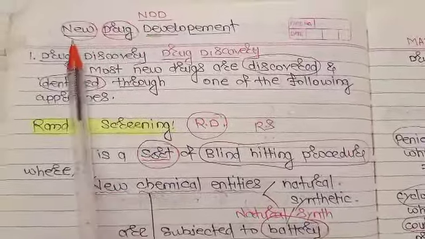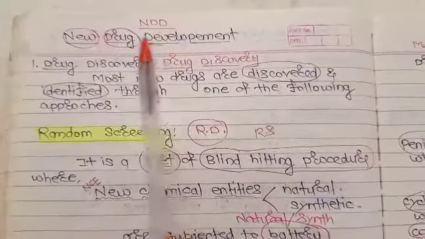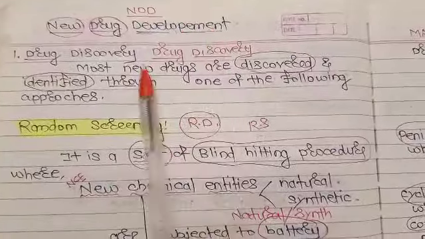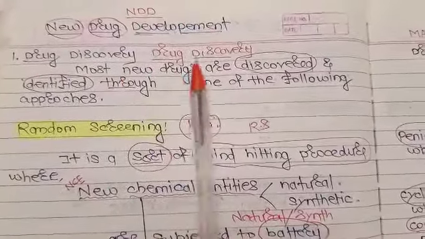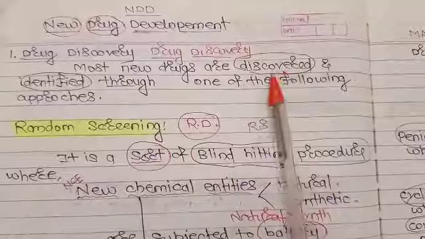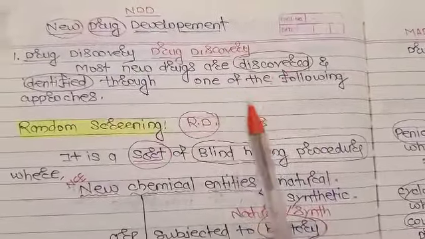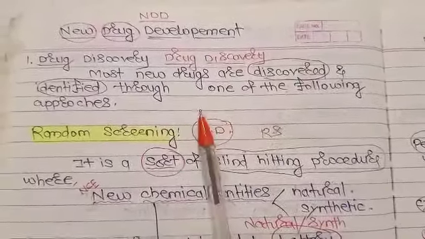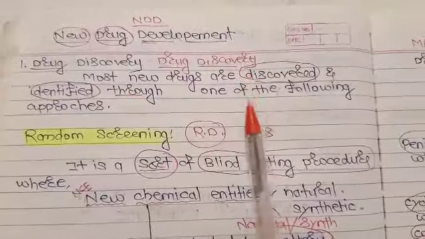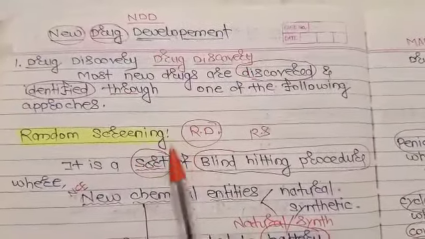Today we'll discuss the new drug development, NDD, that is a new drug development. In that we'll discuss the drug discovery. Most of the new drugs are discovered and identified through one of the following approaches. In the drug discovery, random screening is one of the approaches.